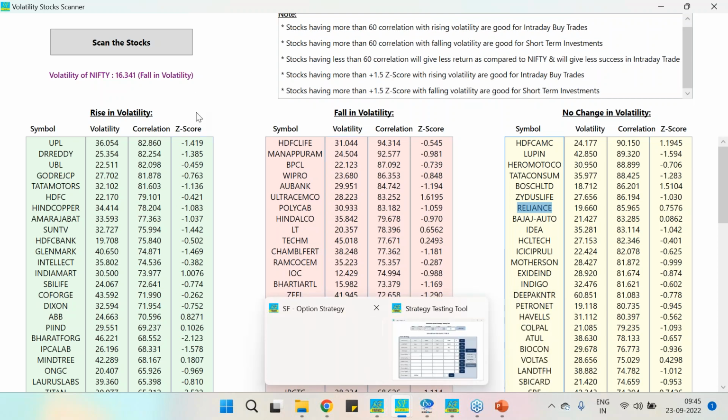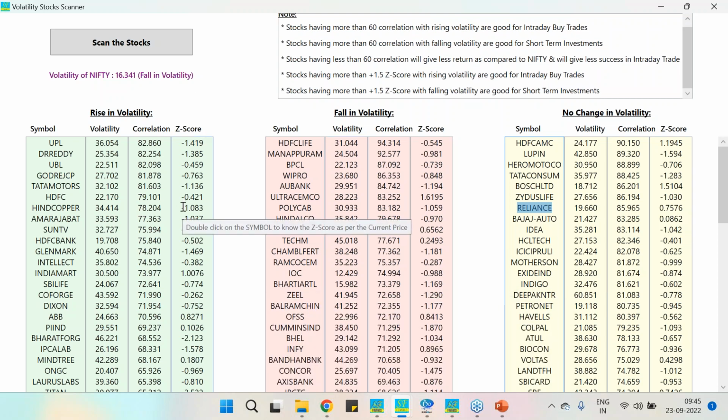And the stocks having more than 1.5 positive Z score with rising volatility are good for intraday buy trades, while 1.5 Z score with falling volatility are good for short-term investments. Same process you should follow. Say it is positive 1.5 Z score, it is good for intraday buy. If it is negative 1.5 Z score, say here it is negative 1.5.